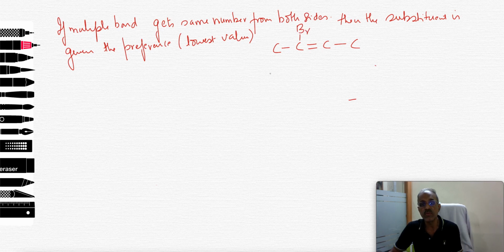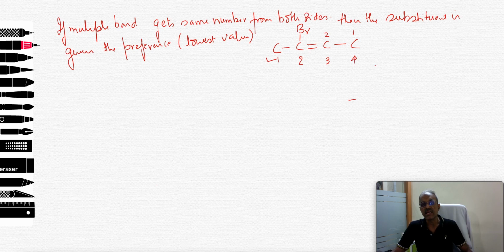Now if I go from here, it is 1, 2. At the second carbon atom there is a double bond, and if I go from the other side, 1, 2, here also the second carbon atom, but a substituent is present at the second carbon atom. So the preference will be given to this side. Why? Because a substituent is present. Then the substituent will be given the first preference for numbering. So the numbering will be 1, 2, 3 and 4.